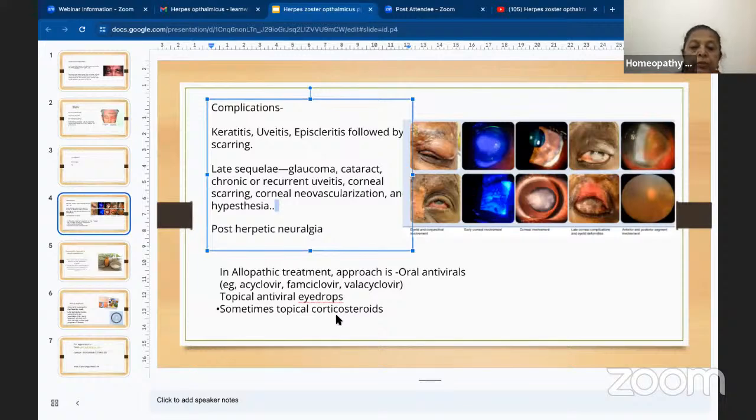So all this happens because of low immunity. And to increase the immunity, of course, most important, we can always integrate with homeopathy. And after that also, for prevention, it definitely helps. And we have seen many patients having prevention of herpes zoster.